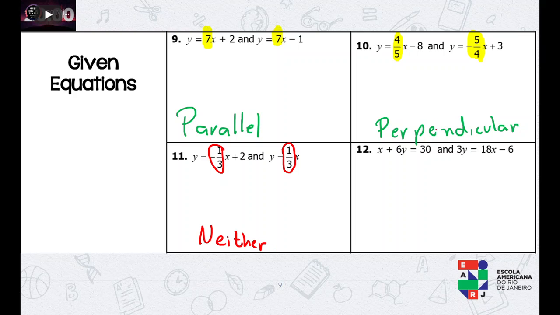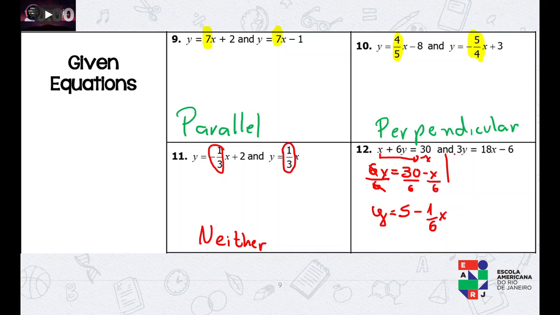And 12. Here, I first need to solve for y. Remember to solve for y. Let's move this x by the opposite. Negative x. It is 6y equals 30 minus x. You divide by 6 so that the 6 is gone, because 6 divided by 6 is 1. y equals 30 divided by 6, which is 5, and keep the negative 1/6 x. Great, I got the first one.